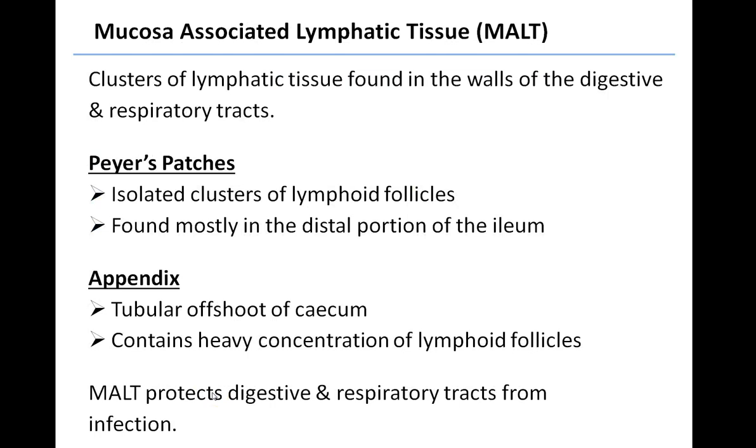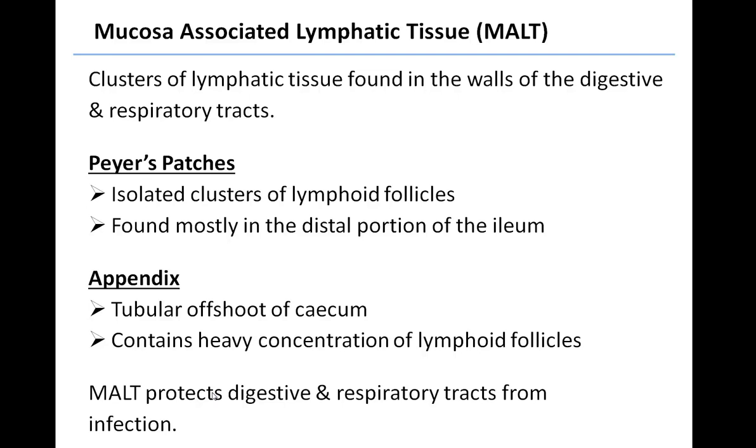The final structures associated with the lymphatic system I'll mention are those of the mucosa-associated lymphatic tissue. These are clusters of lymphatic tissue found in the walls of the digestive and respiratory tracts. So as we saw with the tonsils, there are points of the body where pathogens can fairly easily gain access to the interior of the body. The respiratory system is one good example of that, as pathogens can come in through the airways. The digestive system is another one. When you ingest food, pathogens can potentially enter the body and infect you.